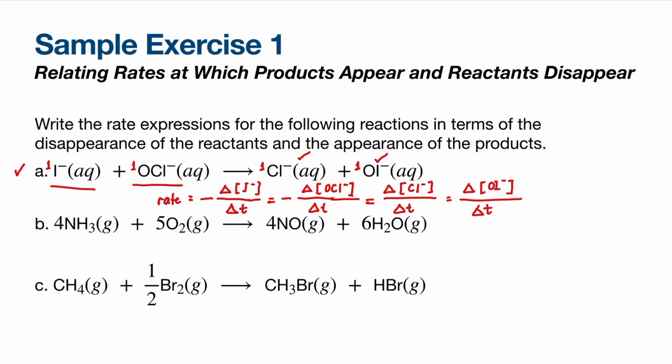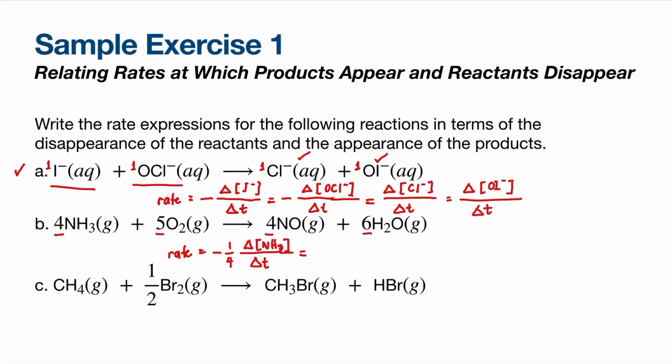For letter B, here the coefficients are 4, 5, 4, and 6. So since there are already coefficients, the reaction is not 1 to 1. Therefore, we need to divide each rate expression by its stoichiometric coefficient. So therefore, the reaction rate for ammonia is going to be negative 1/4 times the change in the concentration of ammonia divided by the change in time.